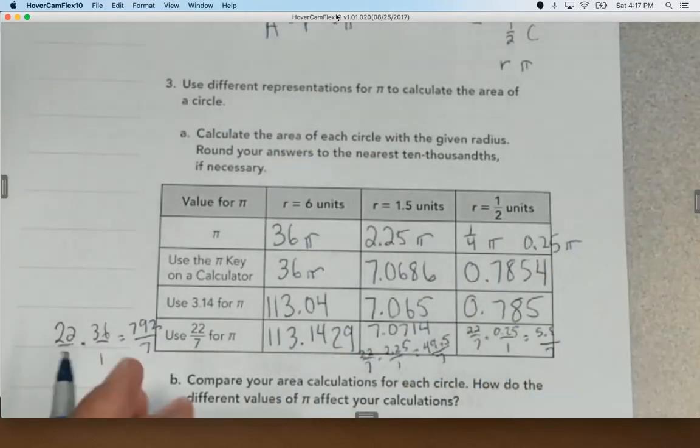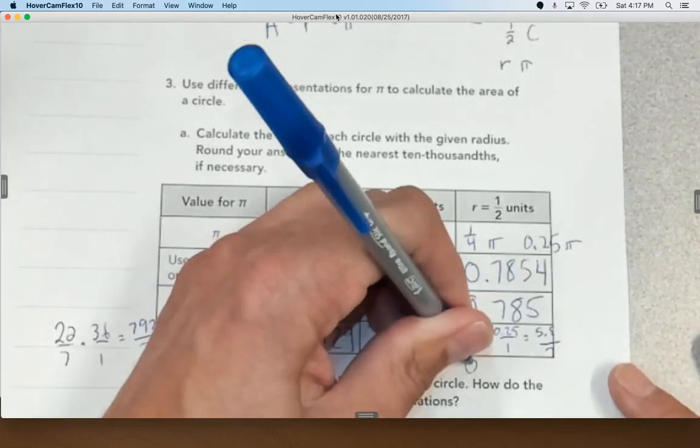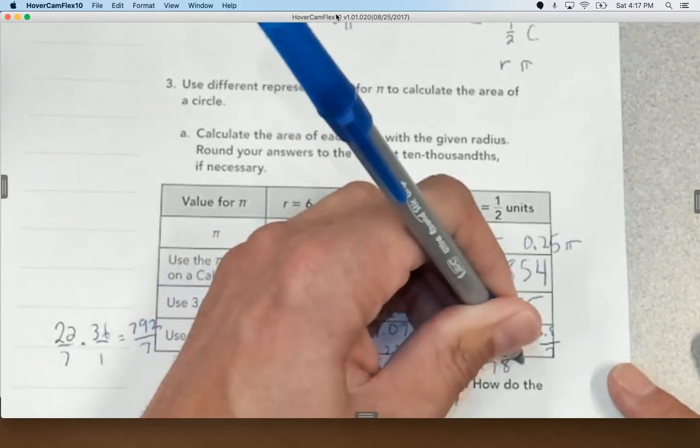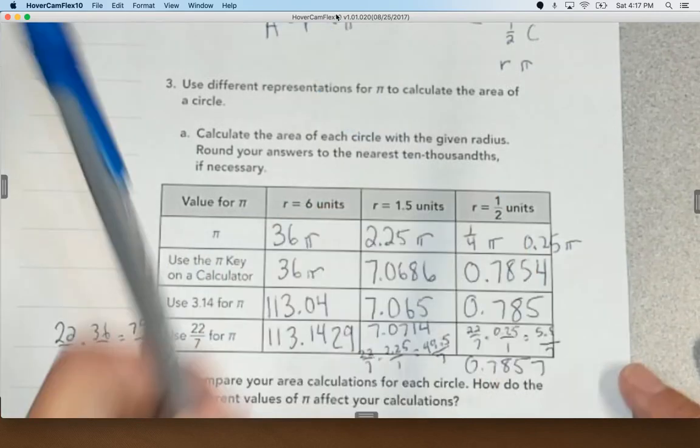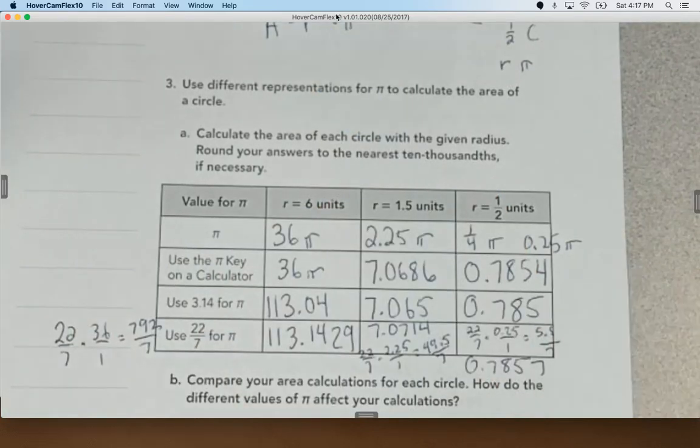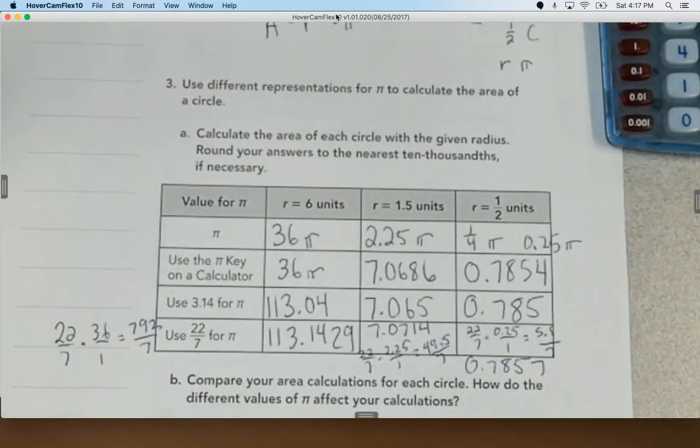And that gives me 0.7857. So this one's a little bigger than this. So compare your area calculations for each circle. How did the different values of pi affect your calculations?